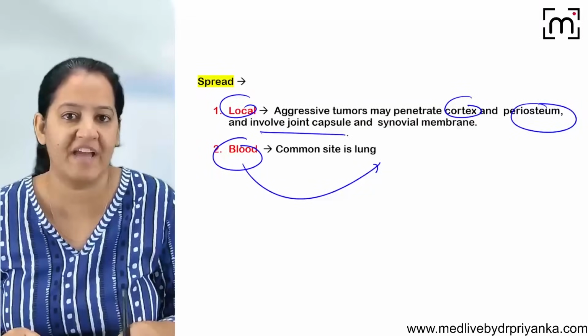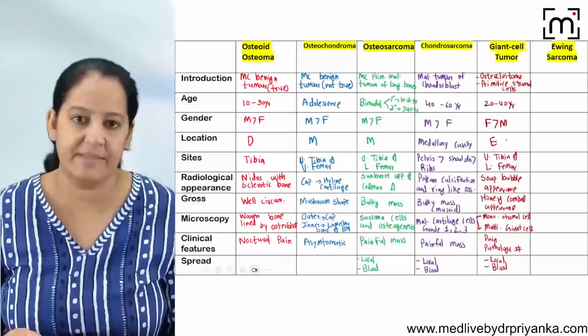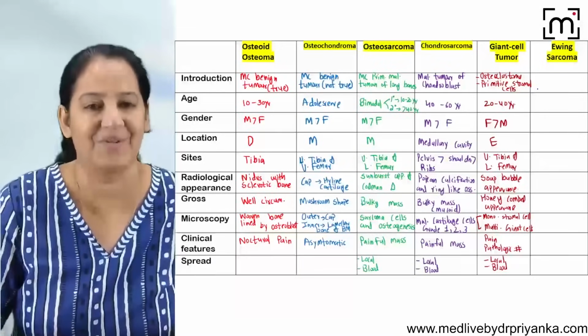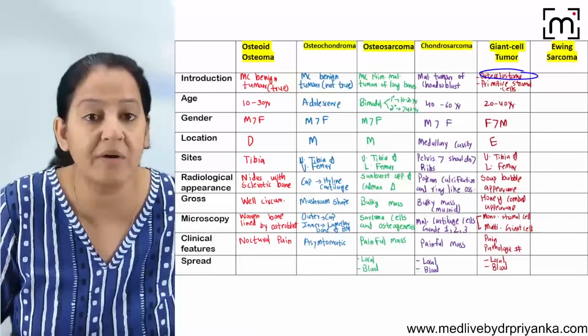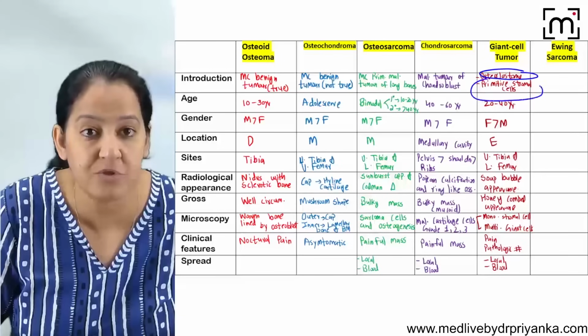It can involve the joint capsule and synovial membrane also. That is the local spread. So we are done with giant cell tumor also. So giant cell tumor, also known as osteoclastoma, is a tumor which arises from the primitive stromal cells.